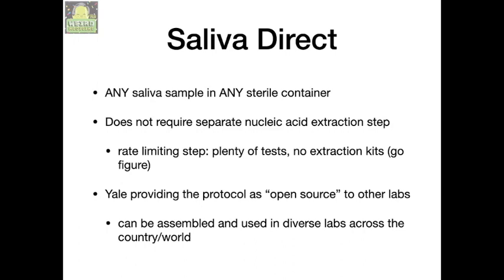So the rate limiting step, if you ever took chemistry, you know that the slowest step or the bottleneck is the thing that's going to determine how long a chemical reaction takes. Same thing is true in human systems. And even if we had tons of machines just sitting there ready, if you didn't have extraction kits, you couldn't do tests. So we had plenty of tests, but no extraction kits. So, go figure. So this will eliminate that problem.